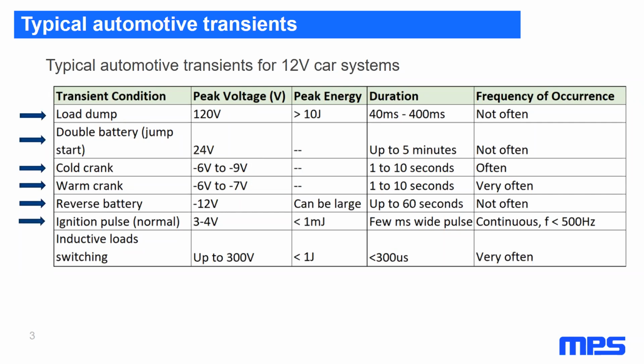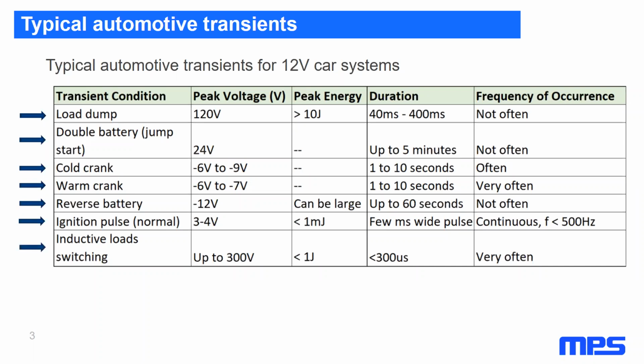Ignition pulses occur continuously and are low energy pulses that are up to a few milliseconds wide and up to a few volts in amplitude. These pulses typically occur at lower frequencies, less than 500 hertz.